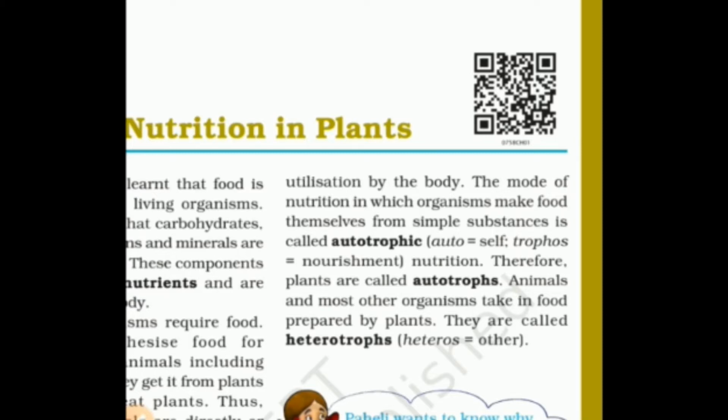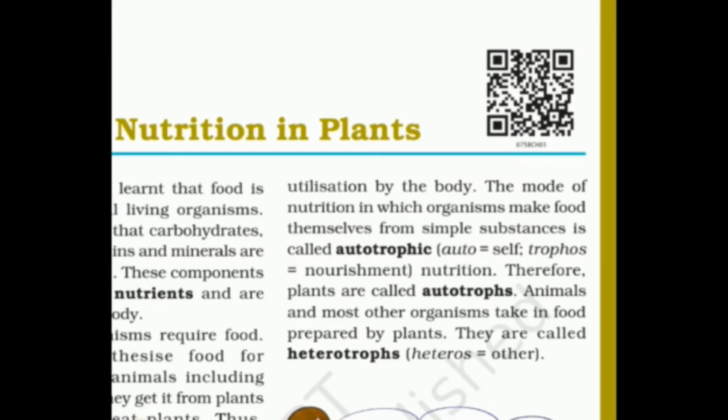Heterotrophs. What are heterotrophs? They cannot synthesize their own food and are dependent on the autotrophs for obtaining complex organic substances for nutrition. Then what are the examples of heterotrophs? All the animals including human beings.